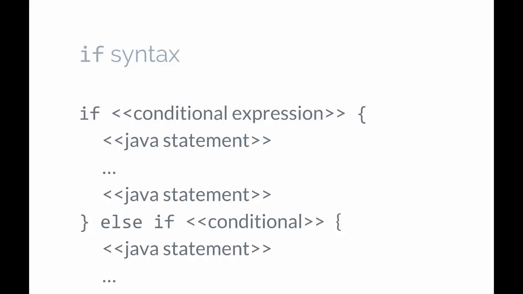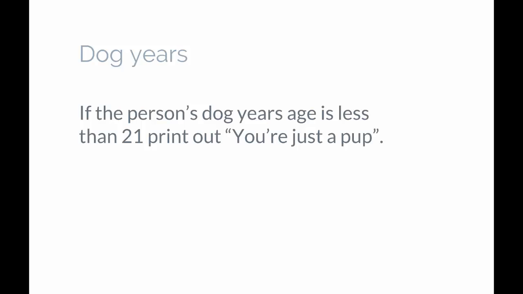Okay. Here's our example. Let's go back to our dog years problem. And here's the new requirement. If the person's dog year's age is less than 21, print out you're just a pup. A young pupper.